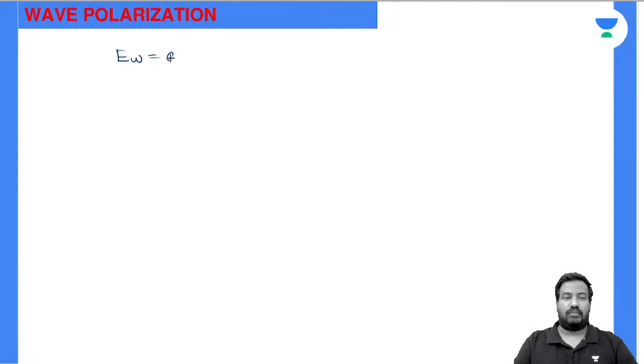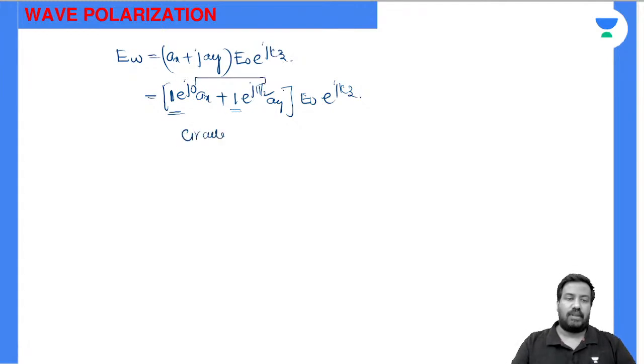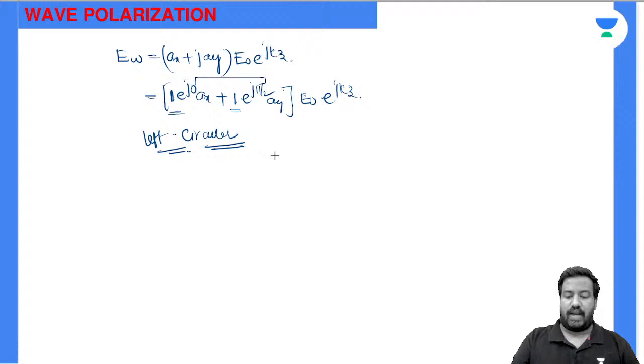EW: ax plus jay, E naught into e power jkz. This can be written as 1 into e power j0 ax, 1 into e power j pi by 2 ay, E naught into e power jkz. Equal amplitude, out of phase by 90. Circular polarization, to be more clear, left circularly polarized. The wave is left circularly polarized, no doubt in that.